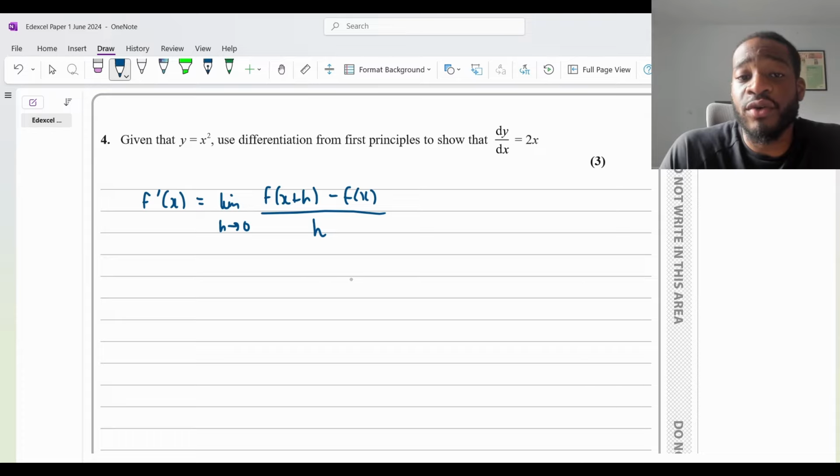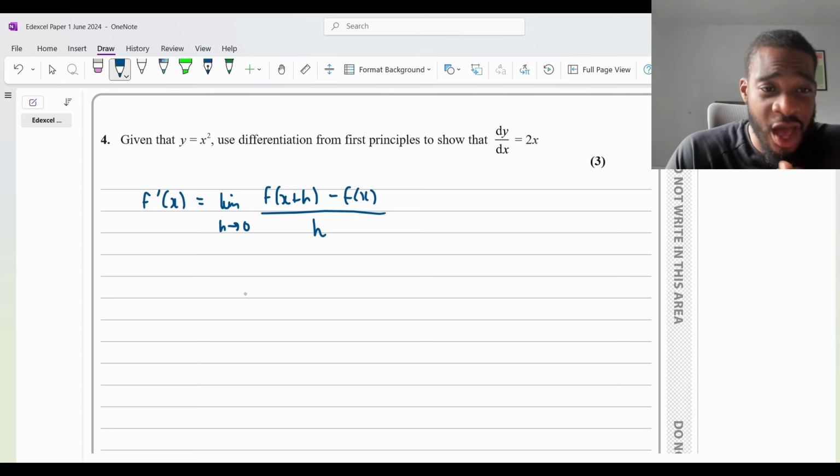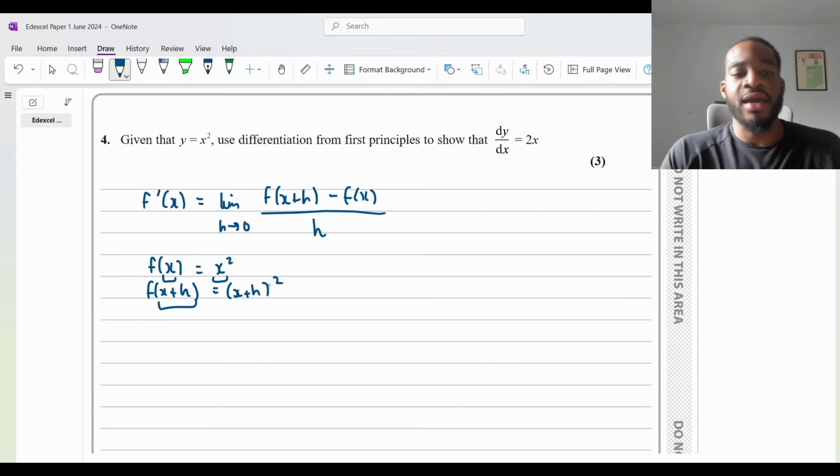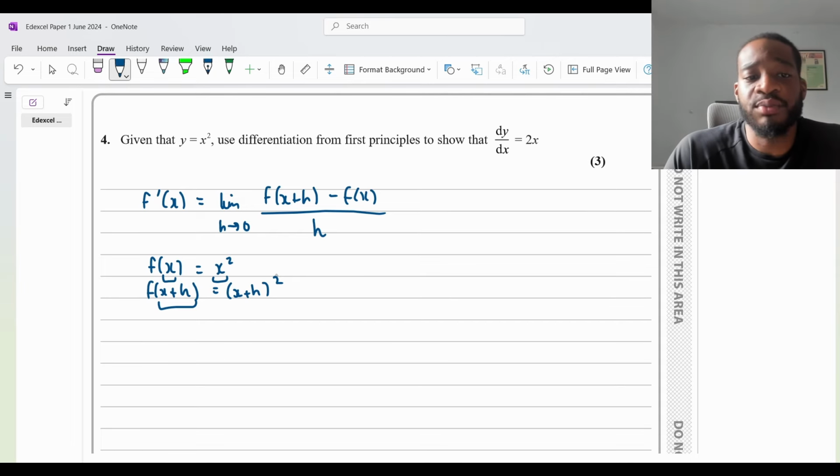Yeah. So all you're doing is essentially just plugging everything into the formula, right? So in our case, f of x is quite clearly x squared. What would f of x plus h be? Remember, whatever goes there, goes there. So this is x plus h, all squared. Now you've got everything you need, so let's plug it in. It's going to be the limit as h tends to 0 of f of x plus h, which is x plus h all squared, minus x squared, over h.